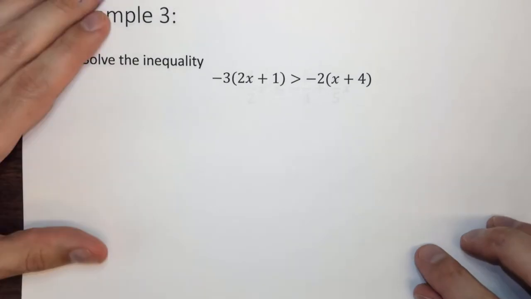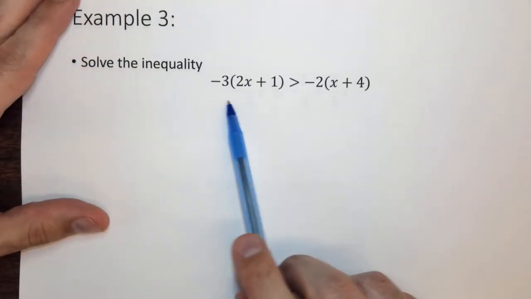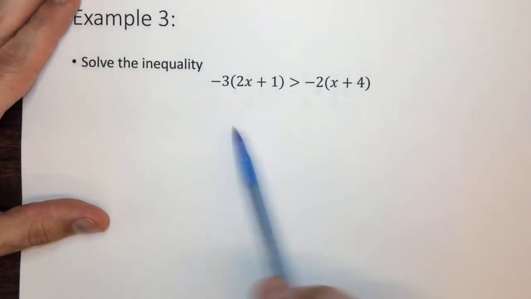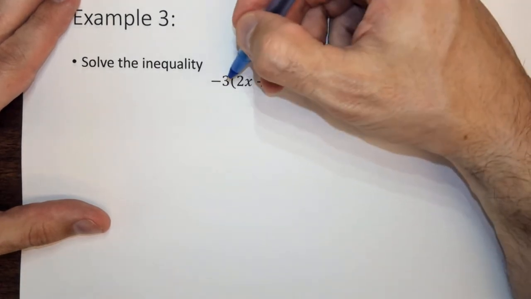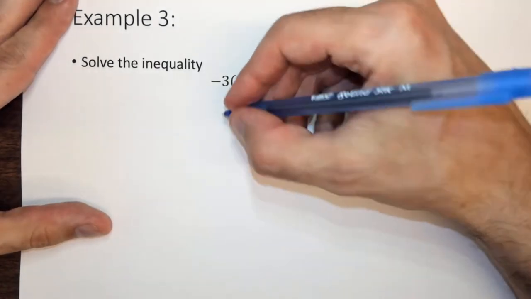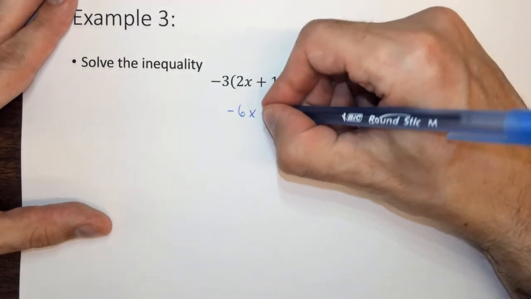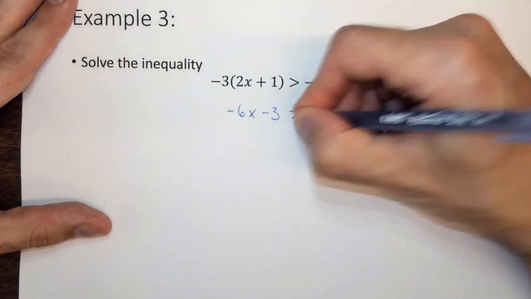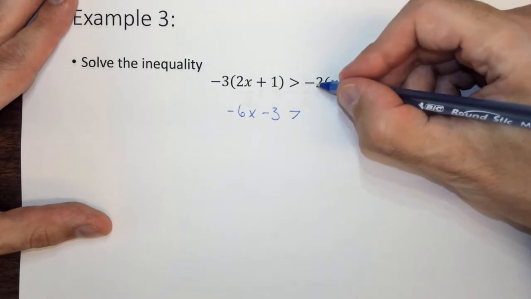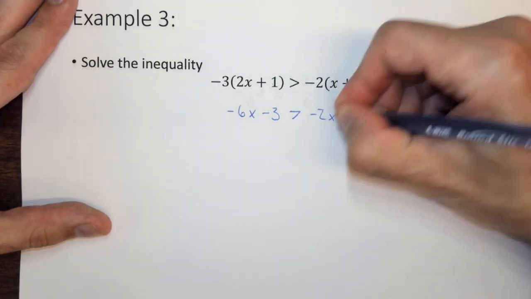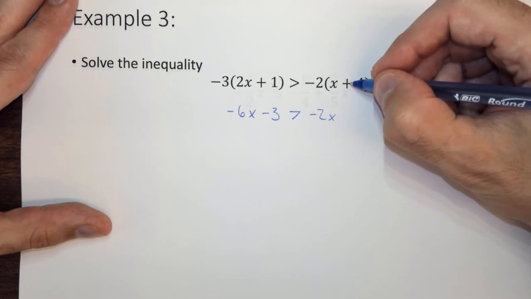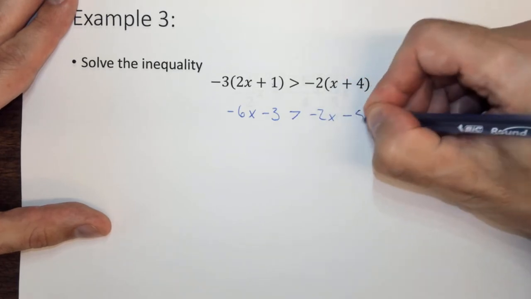Here's one where we have kind of a lot going on. First we have to distribute some numbers, and then we can simplify. So minus 3 times 2x is minus 6x. Minus 3 times 1 is minus 3. It's greater than for now. Minus 2 times x is minus 2x. And minus 2 times positive 4 is minus 8.